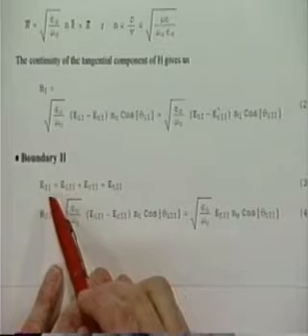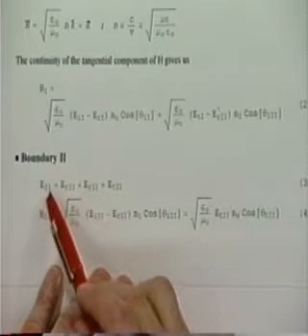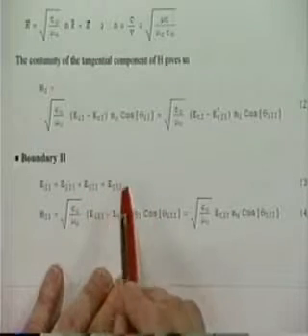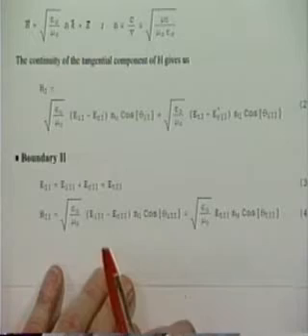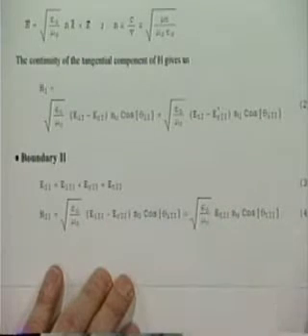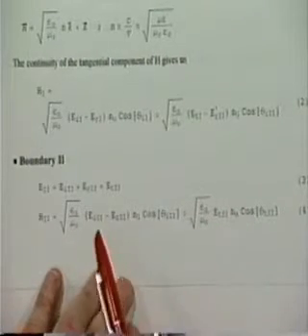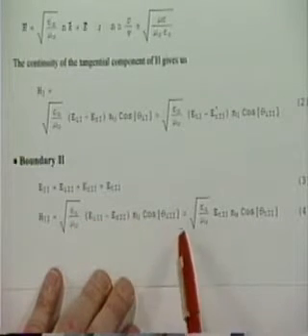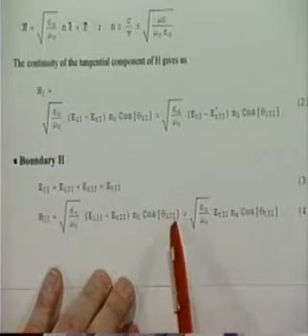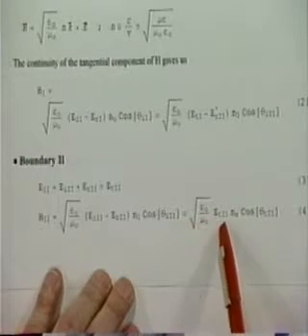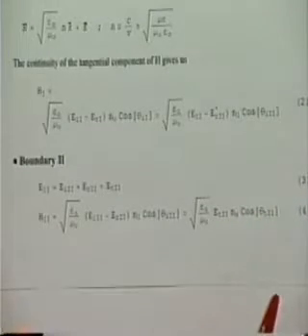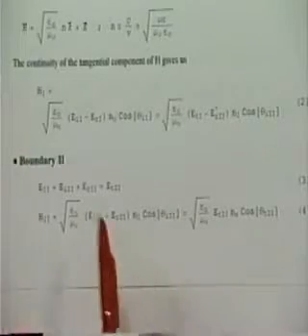Boundary 2, same idea. E and H are continuous. So for E, we have E sub I2 plus E sub R2 is equal to E sub T2. And for H, again, we have these cosine factors, so square root of epsilon naught over mu naught, E sub I2 minus E sub R2, N1 cosine theta I2, equals square root of epsilon naught over mu naught, E sub T2, N sub S, the substrate, cosine theta T2. Okay, so those are the boundary conditions.